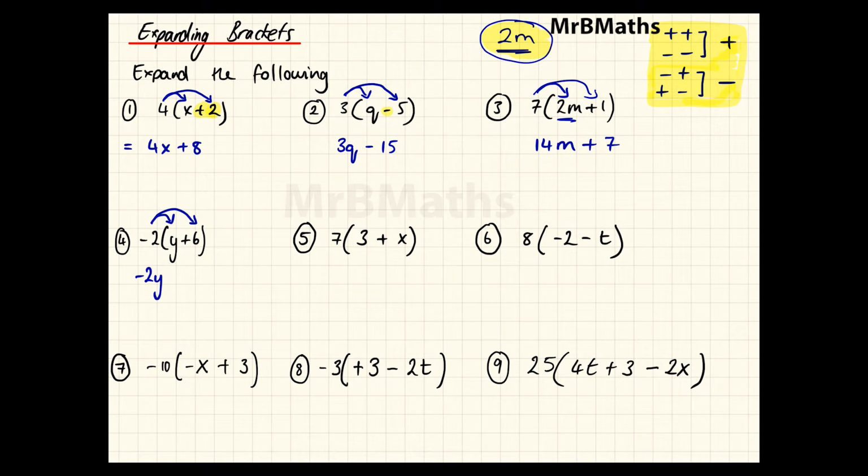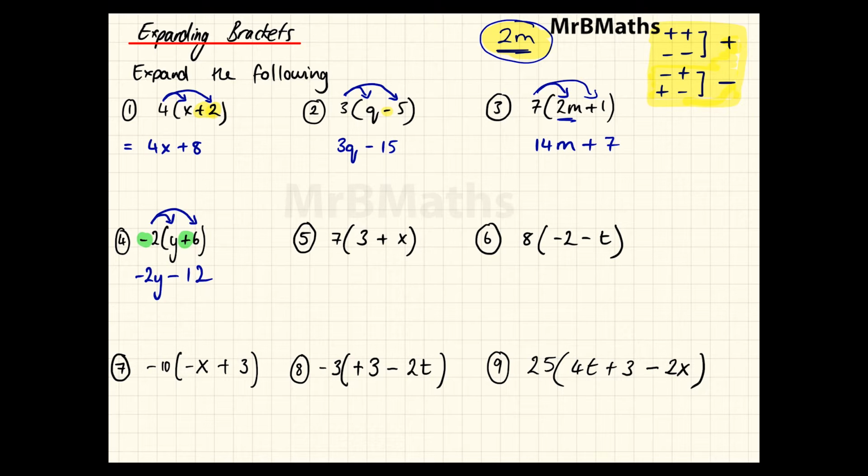So I've got minus 2 times plus y, which gives us the minus, because the minus and the plus make minus. And then I've got minus 2 times plus 6. So if you look at if I highlight it here, if I've got a minus here and a plus here, if we look here, okay, a minus and a plus will give us a minus, so that will be minus 12.